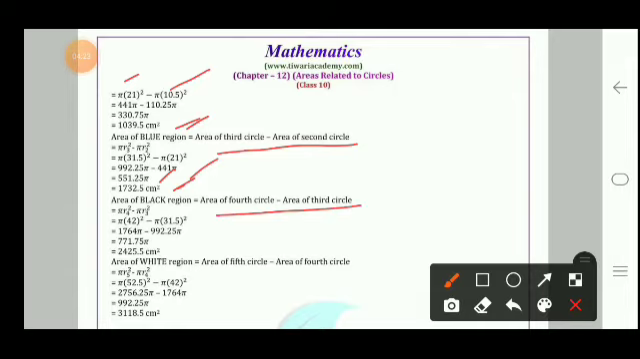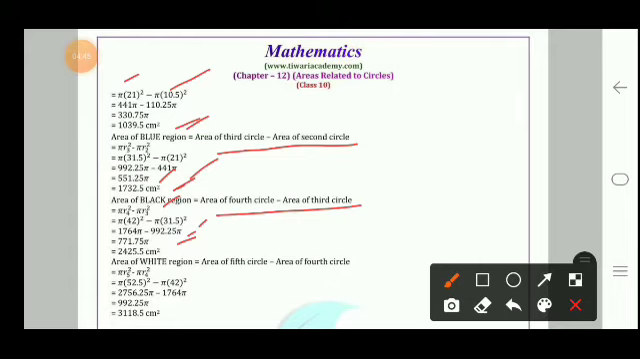In the same way, area of the black region is area of fourth circle minus area of the third circle, that is pi r4 square minus pi r3 square, which is pi 42 square minus pi 31.5 square, that is 1764 pi minus 992.25 pi, then 771.75 pi, that is 2425.5 centimeter square.